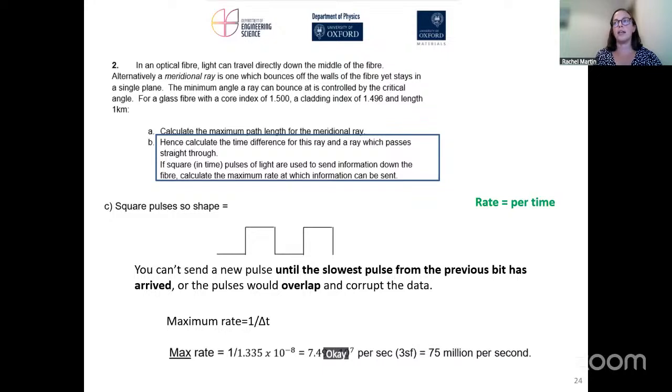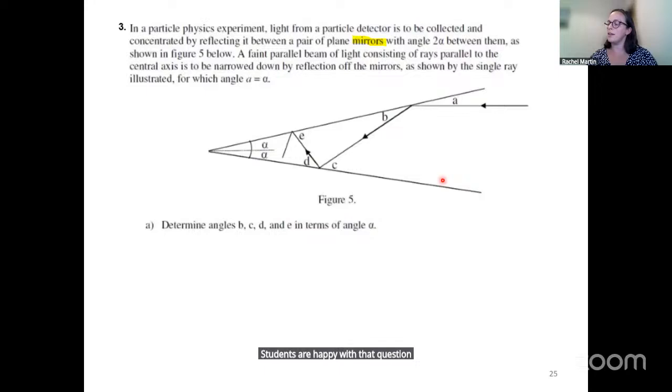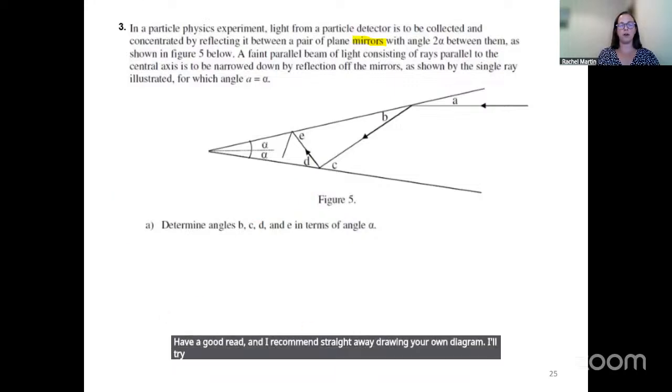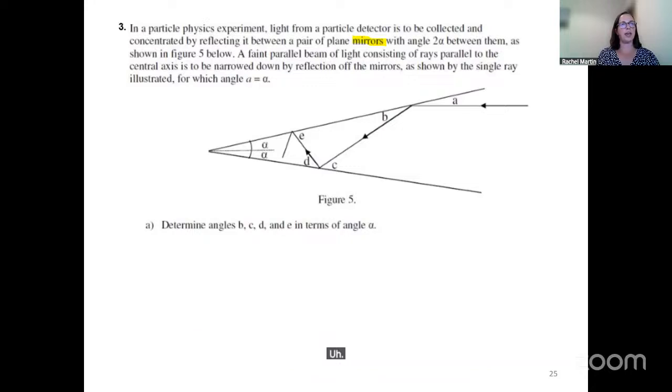Okay, I'm going to put the next question up because a lot of students are happy with that question, and one quite fun question to finish on. Have a good read, and I recommend straight away drawing your own diagram. I'll try and type a few answers to the questions I can, and maybe address some last ones at the end.